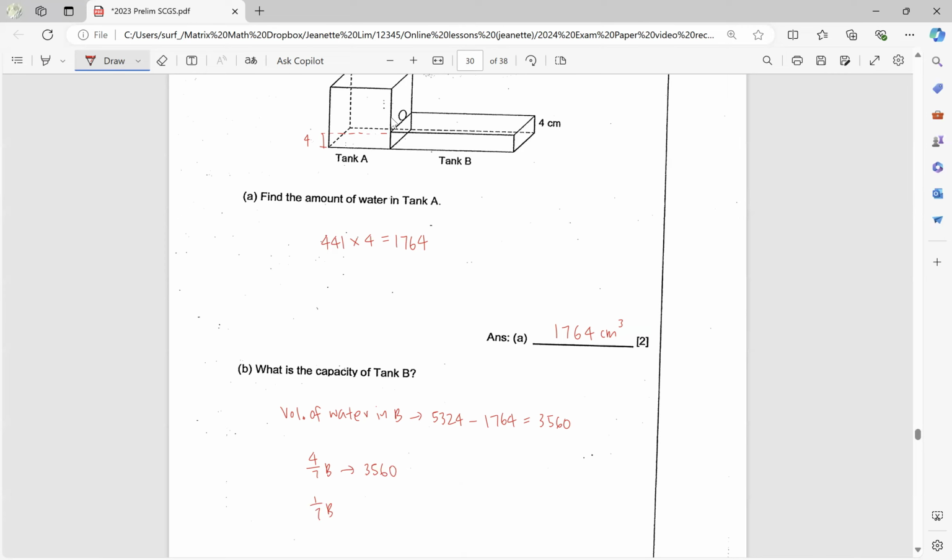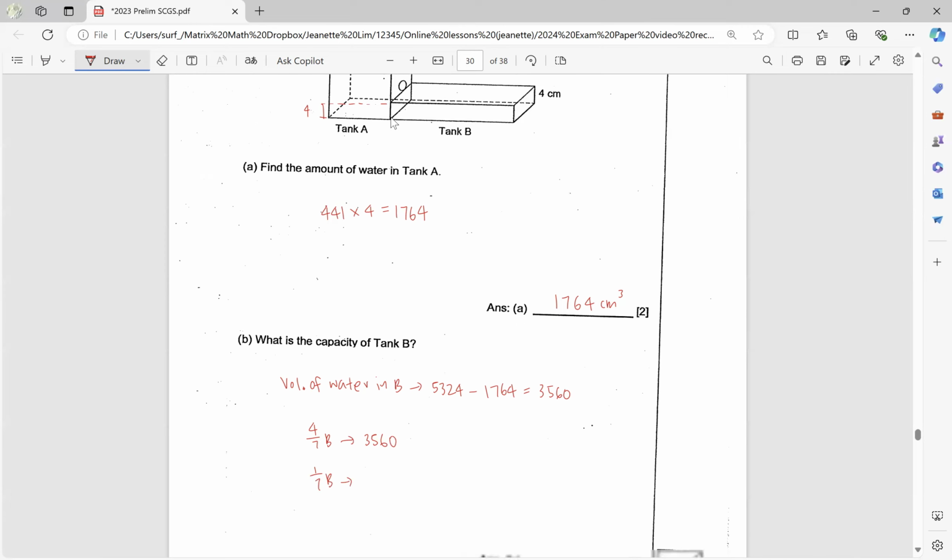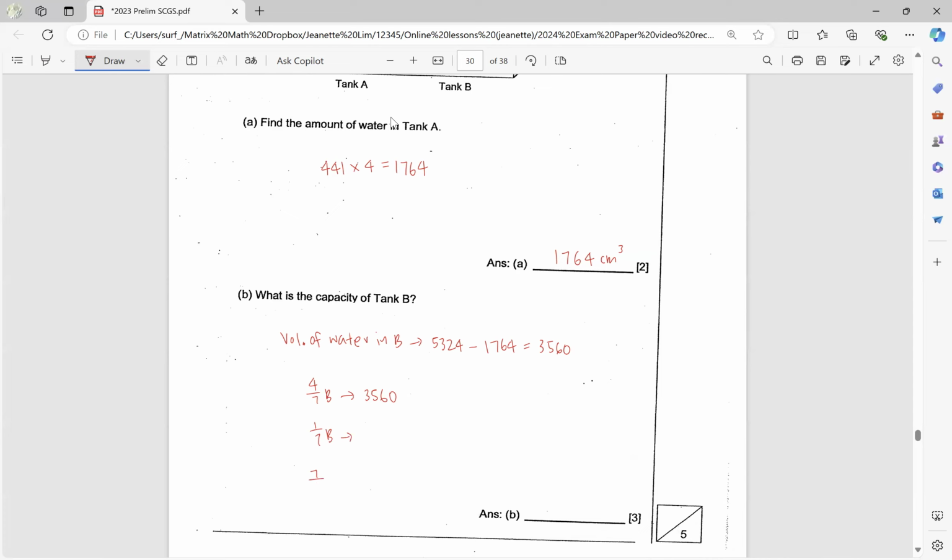So we want the capacity of B, which is like 7/7 of B. Okay, so if I want 1/7 first, 3560 divided by 4 is 890, then 890 times 7 is 6230 cubic cm.